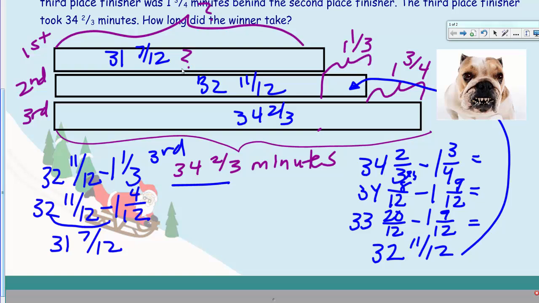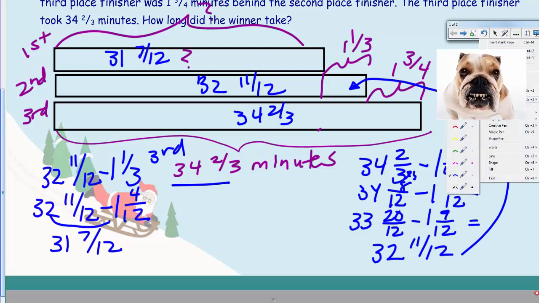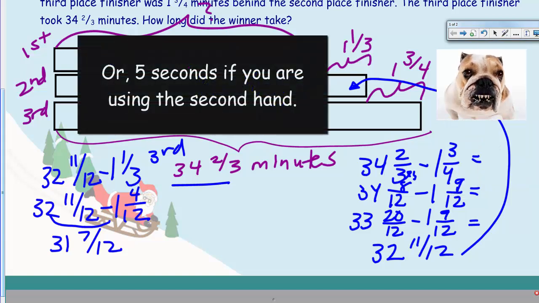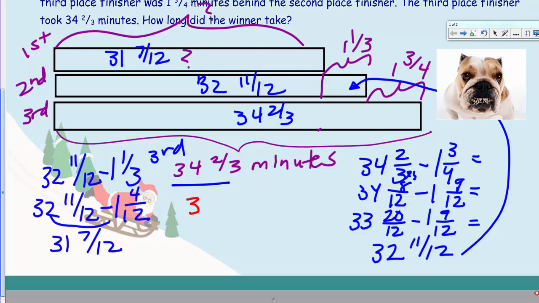Now this is based in minutes. A lot of times, when it doesn't say how long the winner took, it doesn't say that we have to put it into minutes and seconds, but it seems kind of weird to leave it like that. I'm going to get another color here and show you how that can be remedied. If you have 31, and this is minutes, that definitely means we have 31 minutes. So let's show how we could convert this. We have 31 minutes, and then we have our 7/12, and this is all based on minutes.